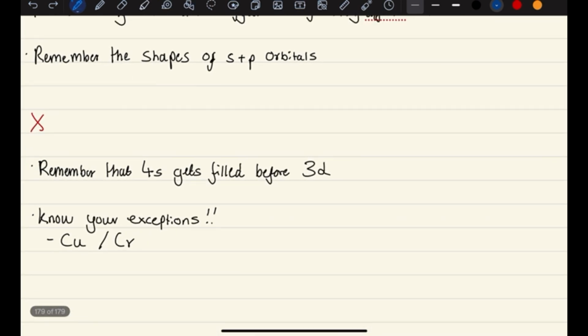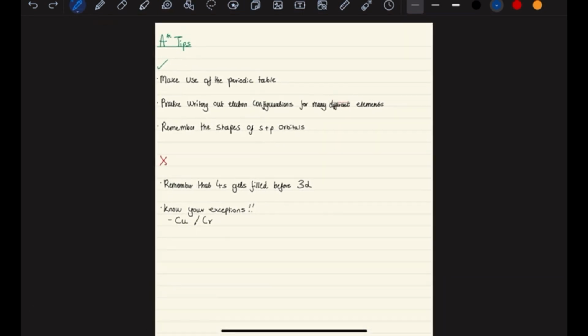Now, what do you not do? 4s gets filled before 3d. Remember that, please. And also know the exceptions. Chromium, copper, those are ones that you can just know straight off the bat. Those are my exceptions when I was talking about transition elements. 4s being filled before 3d. Another one, please, please, please just remember it. That's all I got for A-star tips.